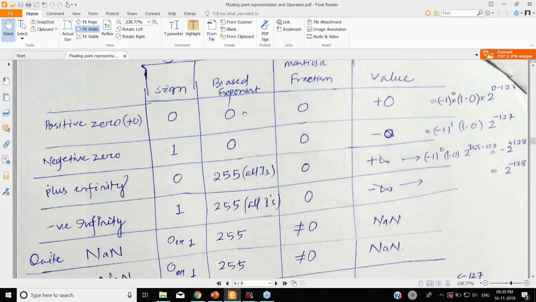If both the exponent and mantissa values are 0, the value will be treated as 0. With a positive sign, it's a positive 0. With a negative sign, there's a 1, so negative 0.